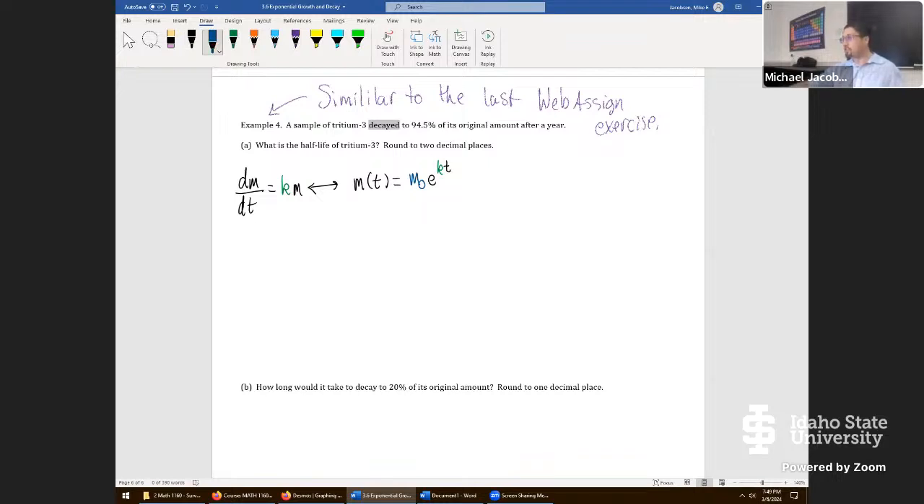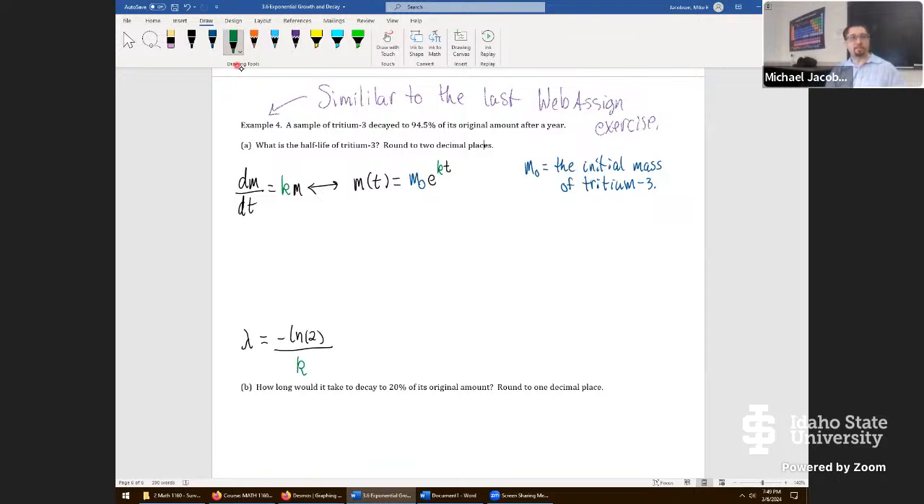Just for the sake of tying together our thoughts, let's just say what this is. M naught is the initial mass of tritium-3. So that's all we have so far, and somehow we're supposed to come up with the half-life on this thing. Well, one thing we do know is that half-life, indicated as lambda, is negative natural log 2 divided by k.